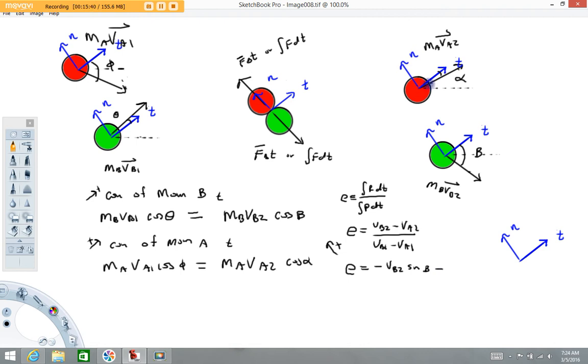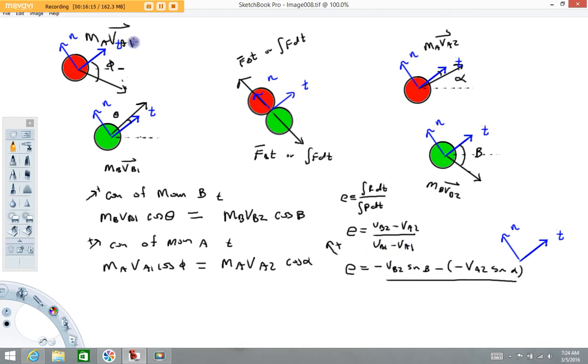Now, this is vA2. vA2 cosine alpha gives me the tangential component. vA2 sine alpha would give me the normal component. And hopefully you can see this: the tangential component would be this way and would be positive, but the normal component is down and right, where I've got up and left positive. So we're going to have minus a minus vA2 sine alpha over vB1 minus vA1.